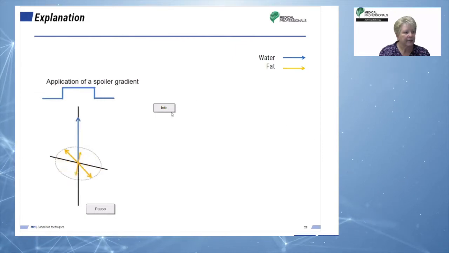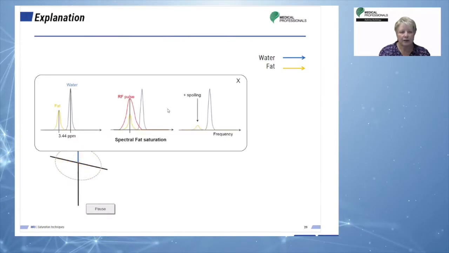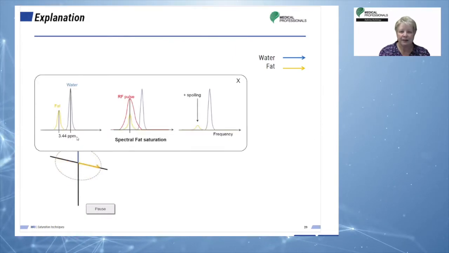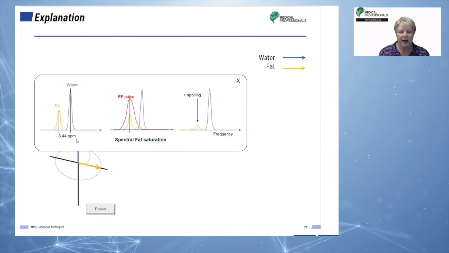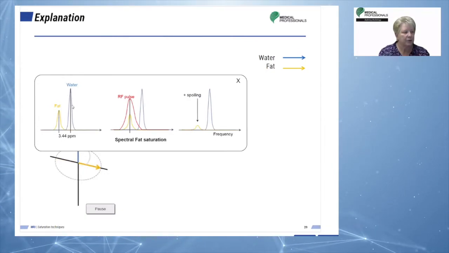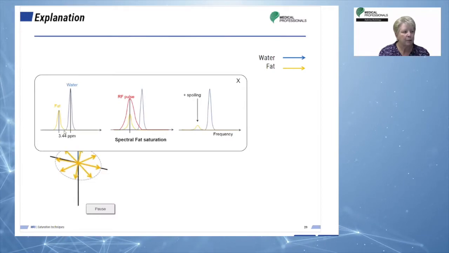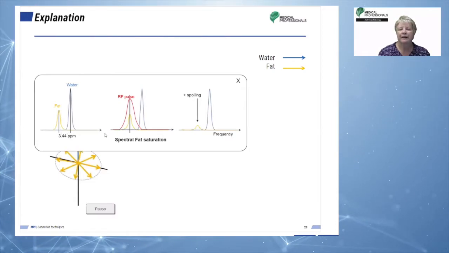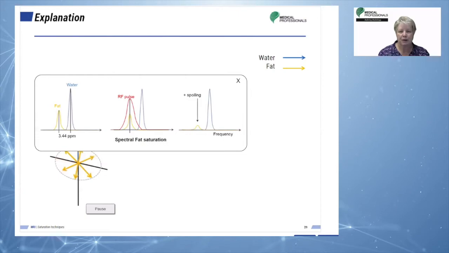So when I click info, you'll see an example of what the technologist would see and how the fat and water peaks are used to determine where to put the lines to be able to suppress the fat.